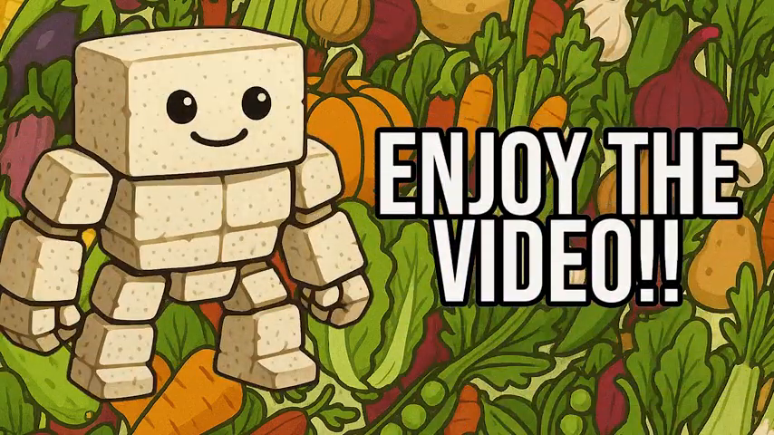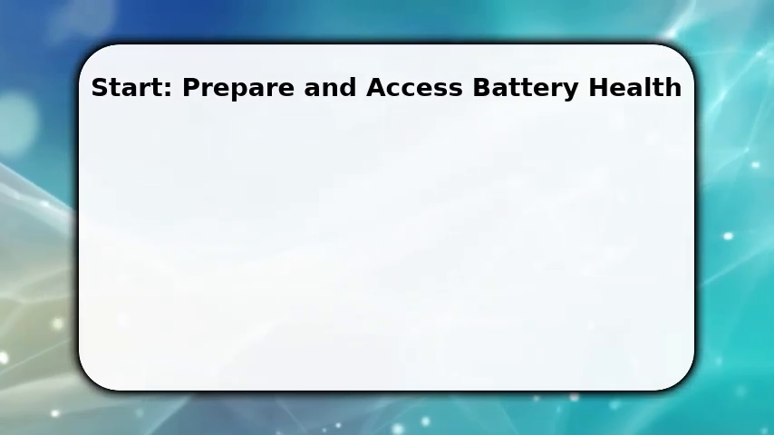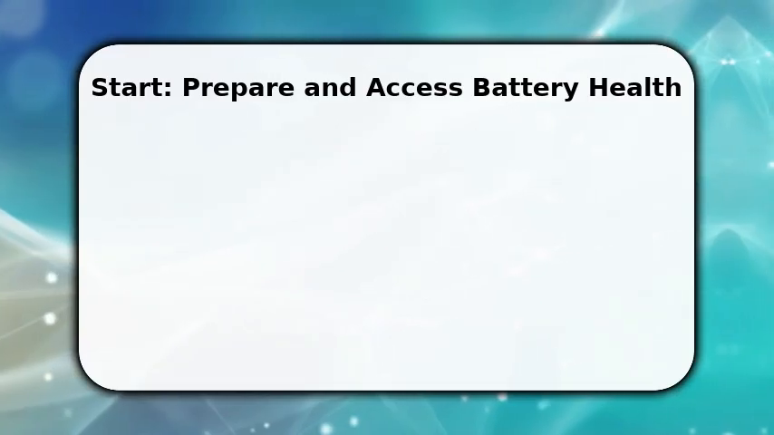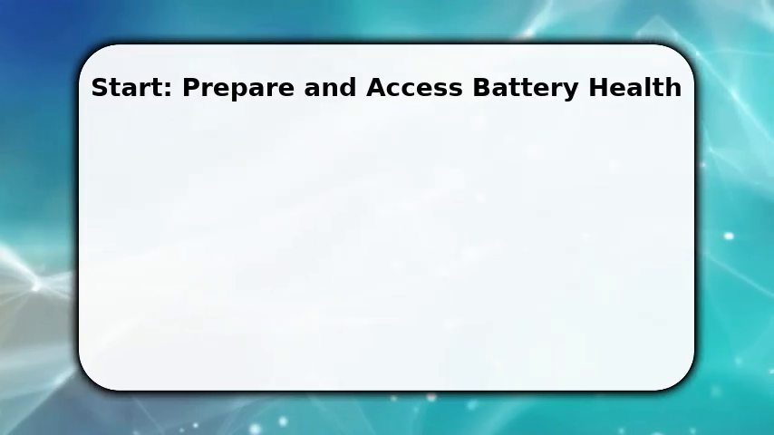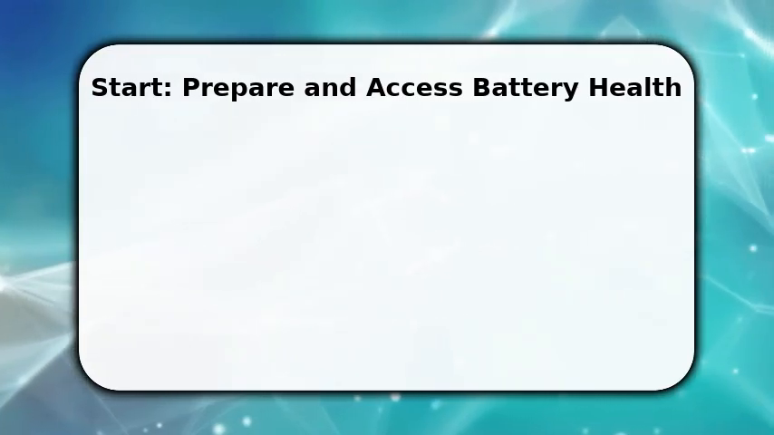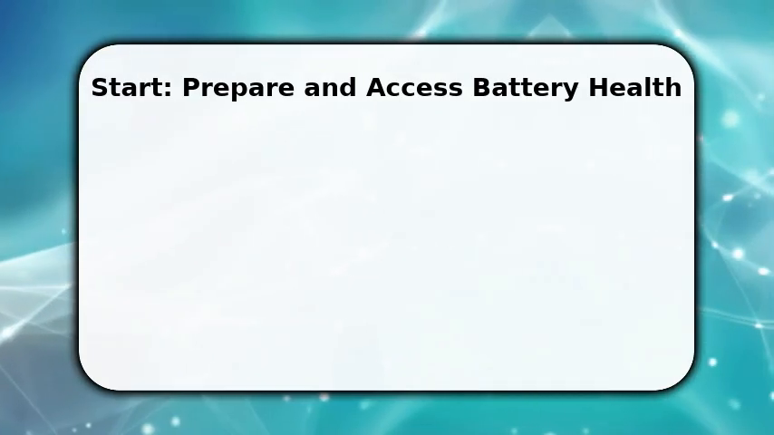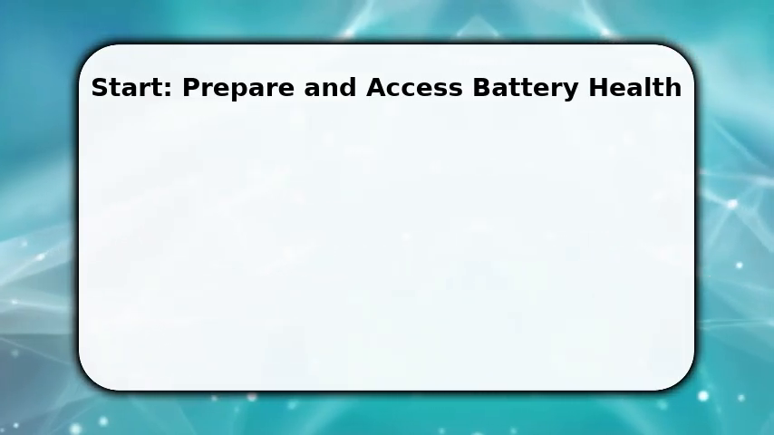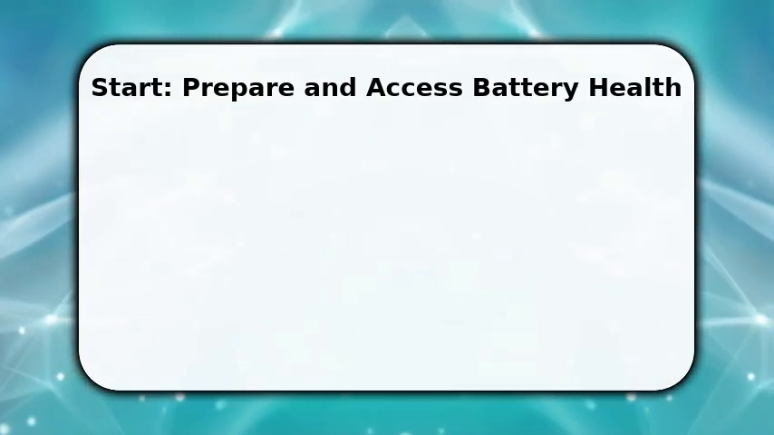Please enjoy the video. You begin by preparing the phone and immediately accessing the built-in tools. Update to the latest iOS so reporting is accurate, then plug in a reliable charger and bring the battery to around full charge. This stabilizes readings. Once done, go to Settings, Battery, and tap Battery Health. You'll see maximum capacity and peak performance capability. These are the raw readings we'll use. Make sure background apps are closed so values are not skewed by sudden load.